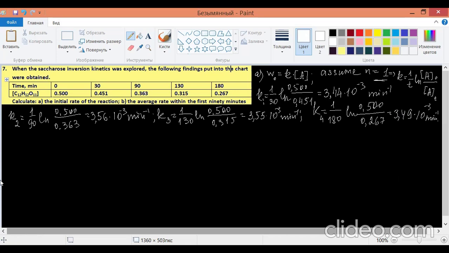And now for further calculations, we need to get the average magnitude of K. We can do it by summing all found K's and dividing the sum by 4. 1, 2, 3, 4, yeah, by 4. The mathematical symbol of sum is a sigma. Again, it's coming back to what I said in the beginning. K sub i.